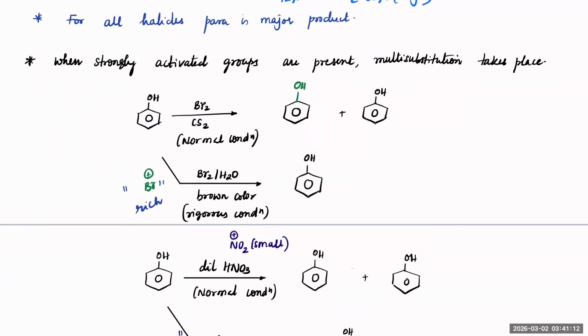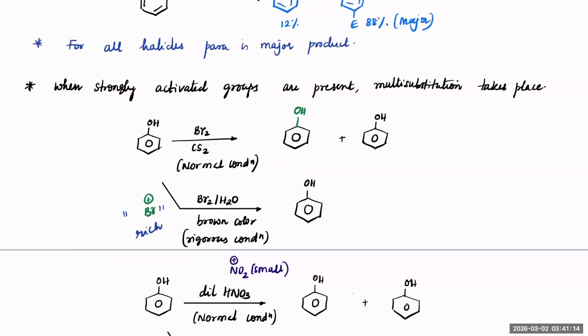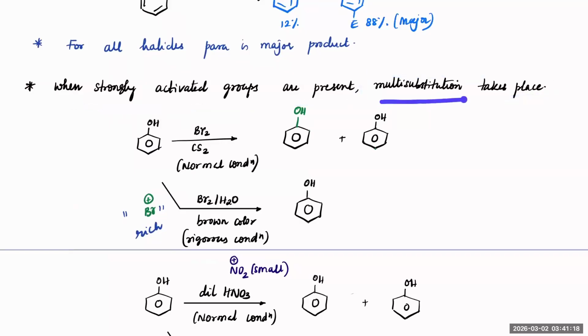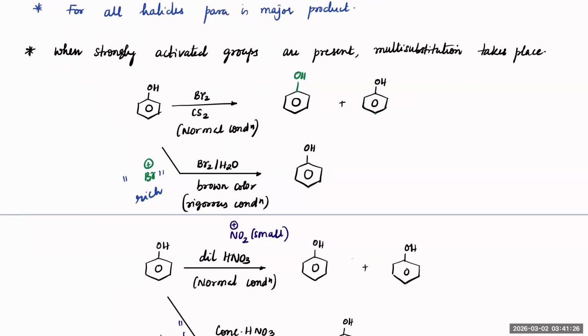Right. Check. Next. When strongly activated groups are present, multi-substitution can take place. This was the first case which I left. Now, after teaching this, I'll go back to that case. Check out: in case you have a phenolic group, OH and NH2 are very strongly activating groups.